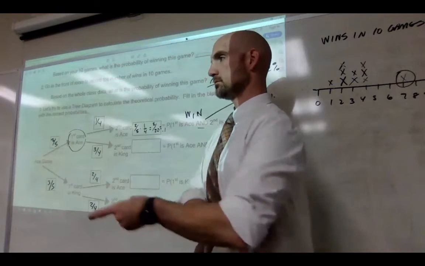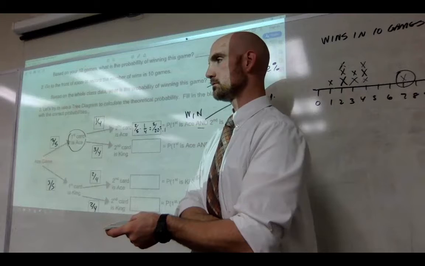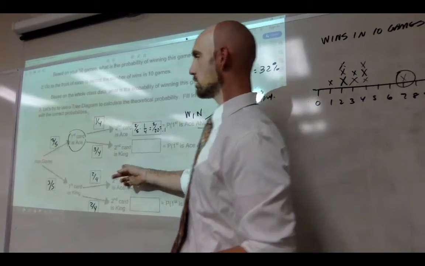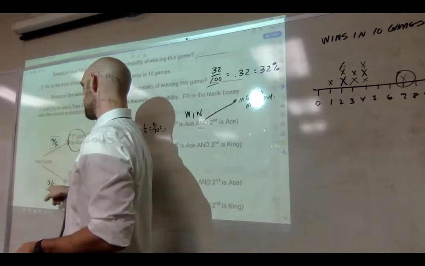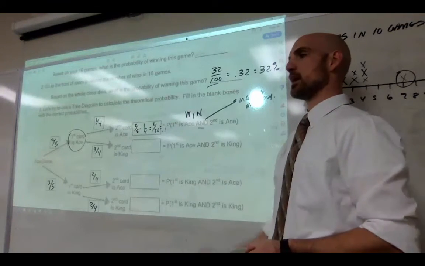So is it different if you pull an ace and a king? Is it different if you pull the ace before the king or no? That's what this tree diagram shows us. It's not. When you start out, you've got a 2/5 probability of pulling an ace, a 3/5 probability of pulling a king. A tree diagram shows you the probability of every possible outcome.